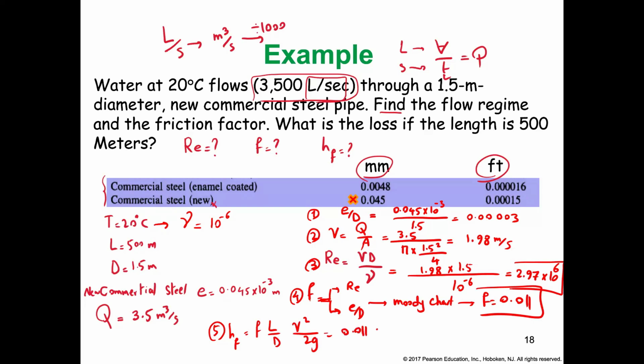F, you have it. L, I said 500 meter. D 1.5, velocity, you have it. 2 multiplied by the 8, which will lead you to have this height of water loss.